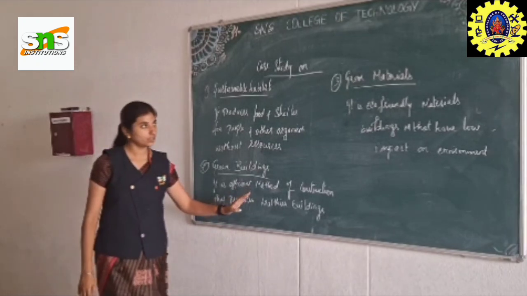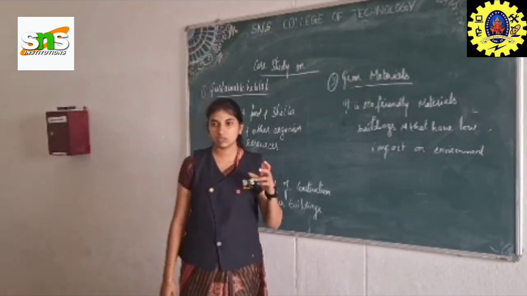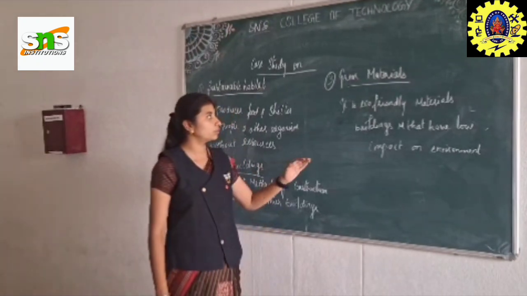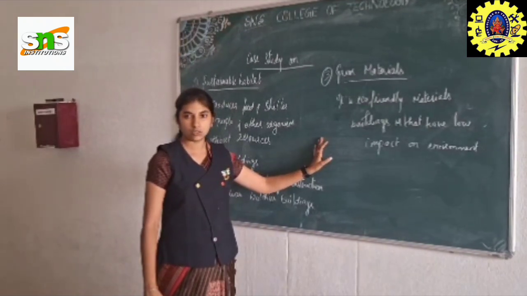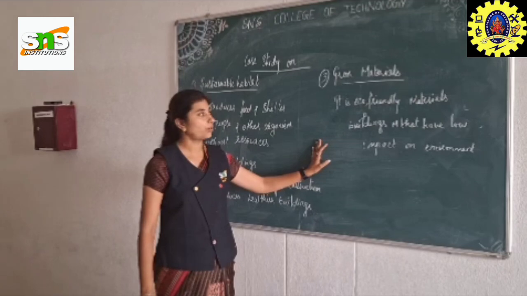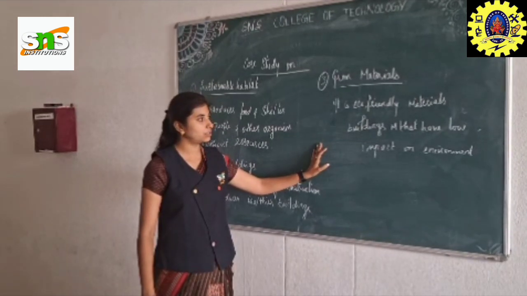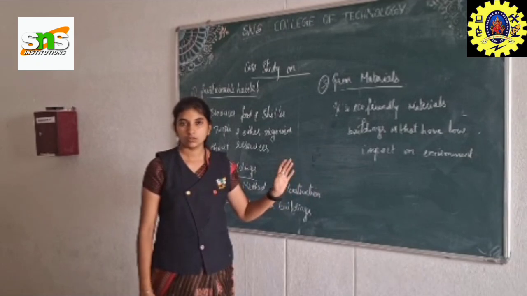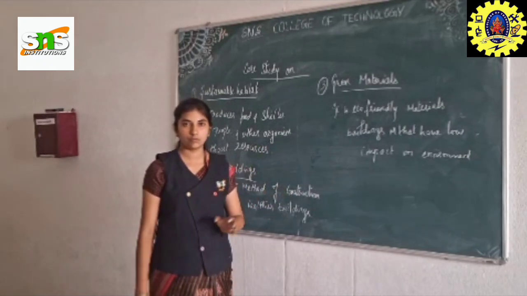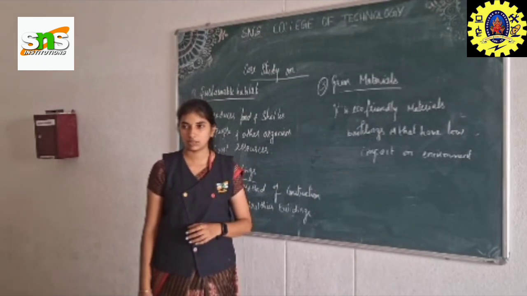And the third one is green materials. The building materials which were used previously, and nowadays we are using green materials. It is an eco-friendly material based on sand and clay, all types of green eco-friendly building materials, which have a low impact on the environment. Okay, so this is the basic concept of today's topic, and that is a sustainable habitat.